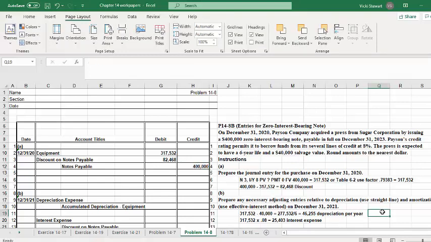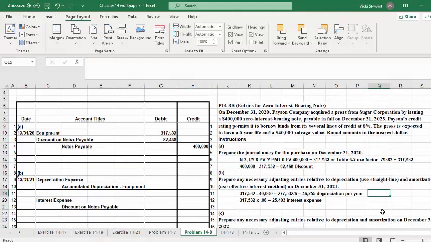Next, in Part B, it states prepare any necessary adjusting entries relative to depreciation, use straight line, and amortization, use effective interest method on December 31st, 2021. So this is the next year. And we will first need to calculate the amount of the depreciation.